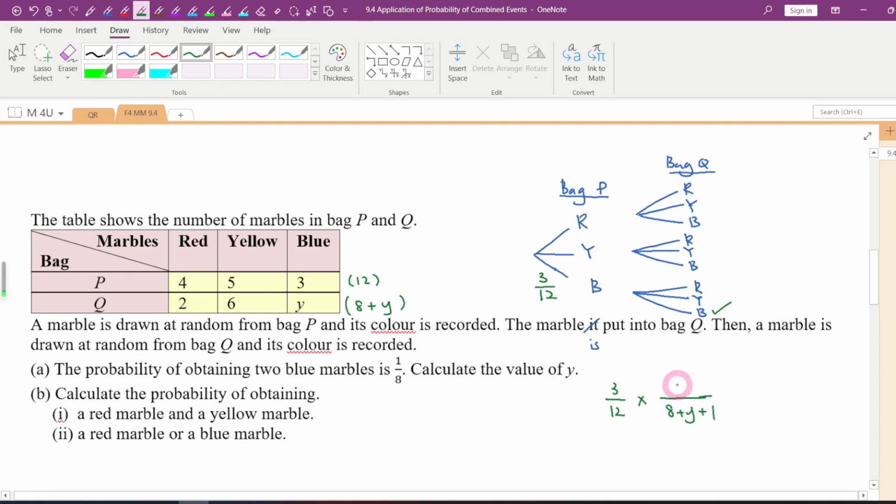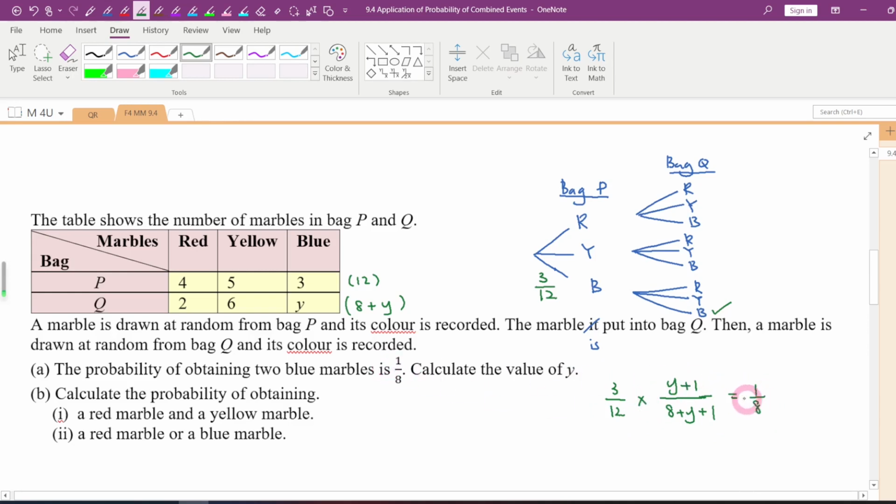Now how about the blue marbles? Bag Q contains y blue marbles. But since the first marble you pick from bag P is also blue in this situation, after you pick the blue marble, you put it into bag Q. Therefore, the number of blue marbles in bag Q will be y plus 1. Okay, so this will be the probability of getting 2 blue marbles, which is equal to 1 over 8.